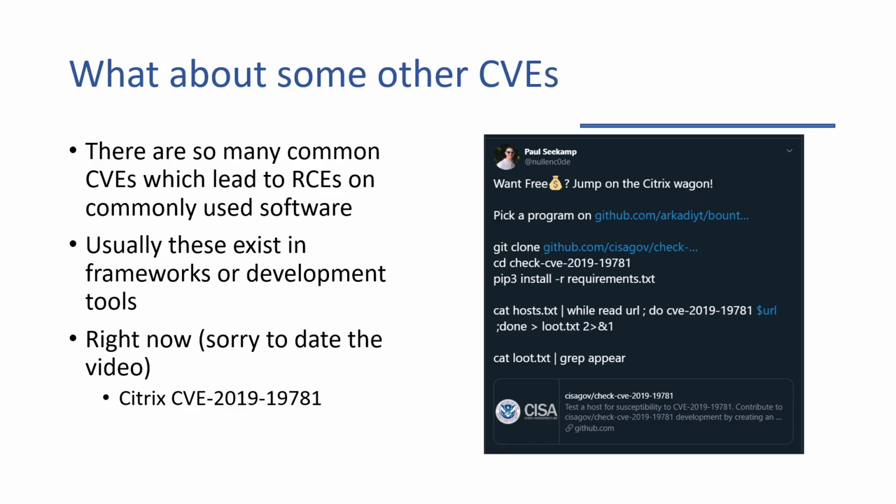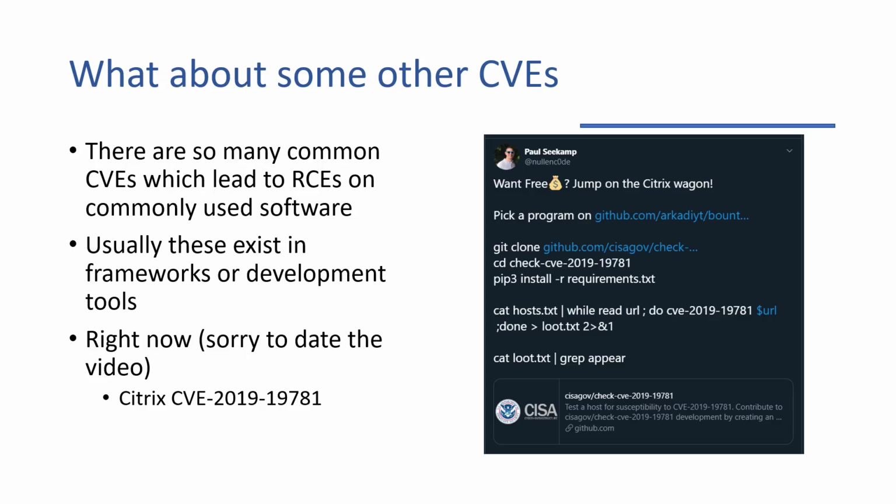So there are so many common CVEs that lead to RCEs on commonly used software. If you've disclosed a bug on common software like ImageMagick, there are so many of these, but usually these exist in frameworks or development tools. Specific development tools will depend on the language and what software it is and how it gets used and what kind of framework they need, and we'll see how difficult it is in a bit.